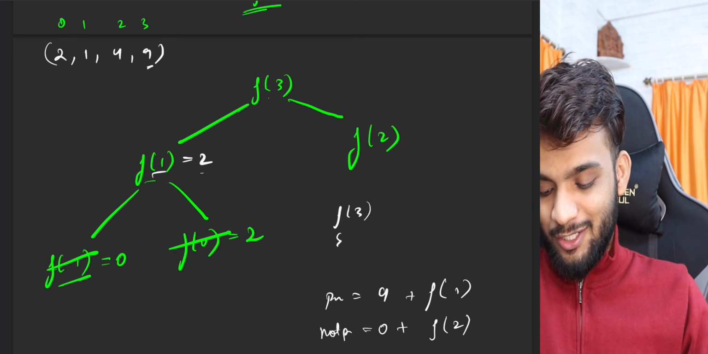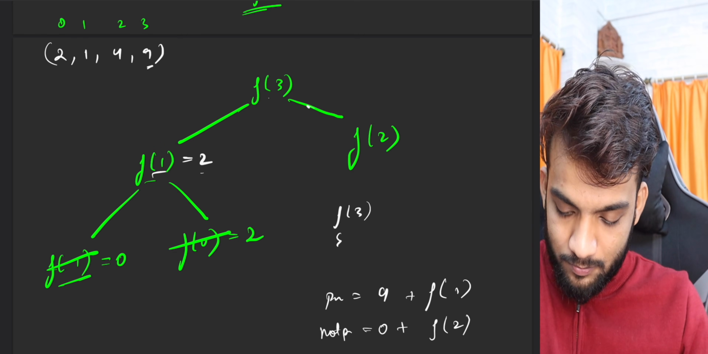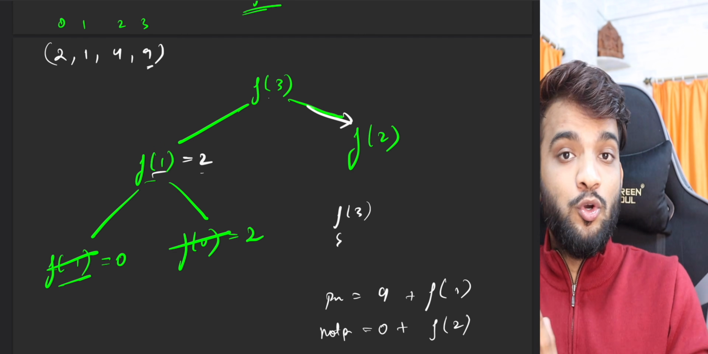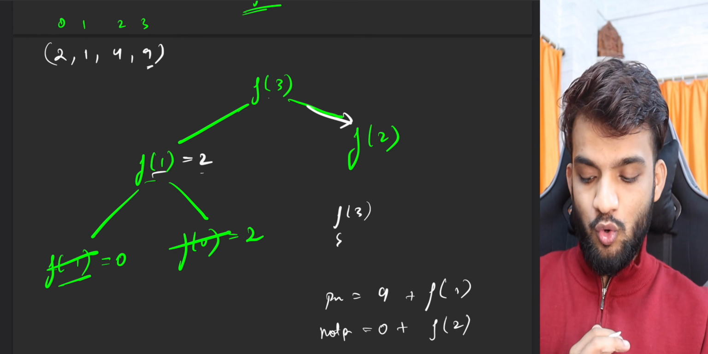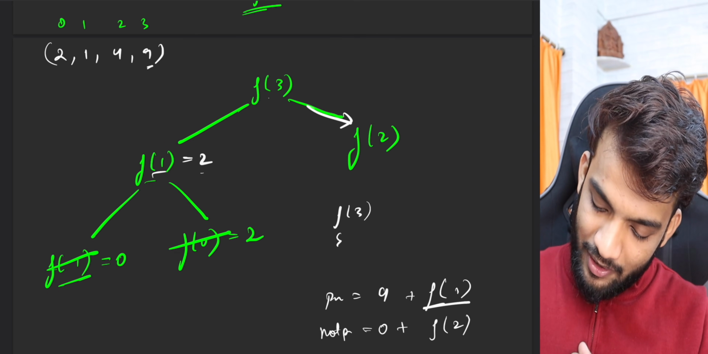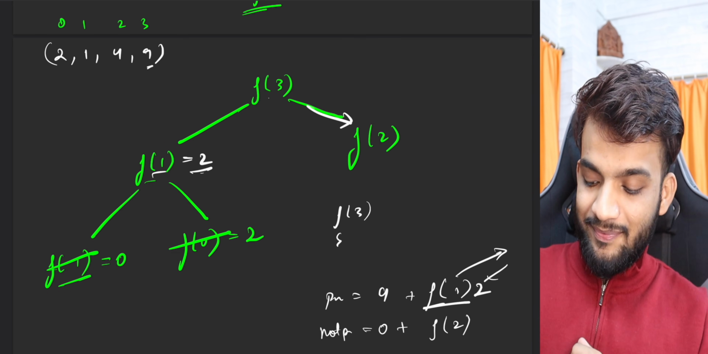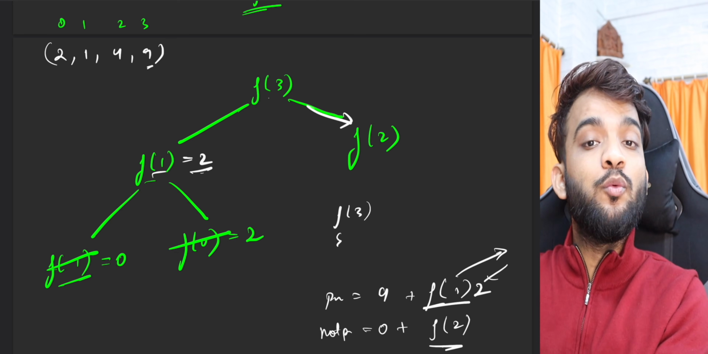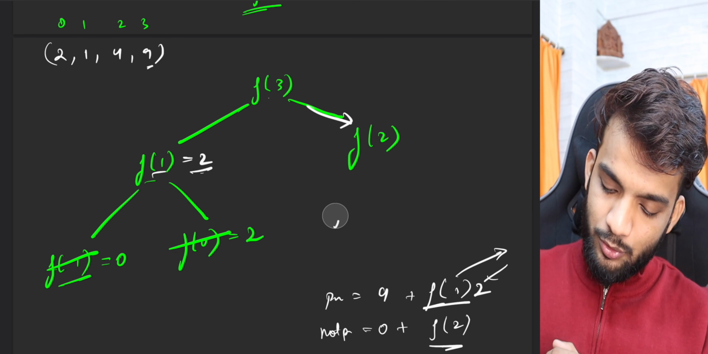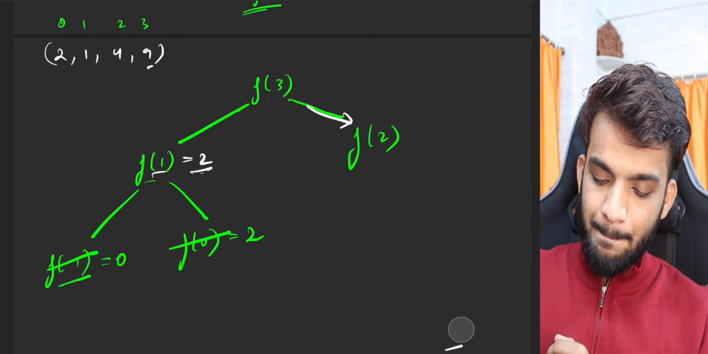I'll have to do this. So there will be a call for f of 2 now. Remember this. First f of 1 went and came back with a value 2. Then f of 2 will go. Got this? So let's quickly do the f of 2 and then we can wrap this up.